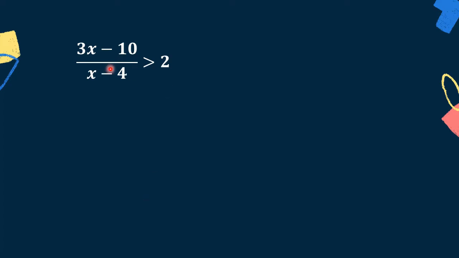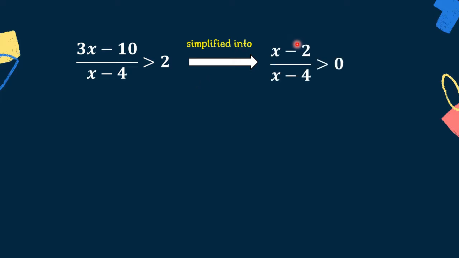So, from our given example, we have simplified it into this expression. Take note, we have on the right side 0 and we only have one quotient on the left side.